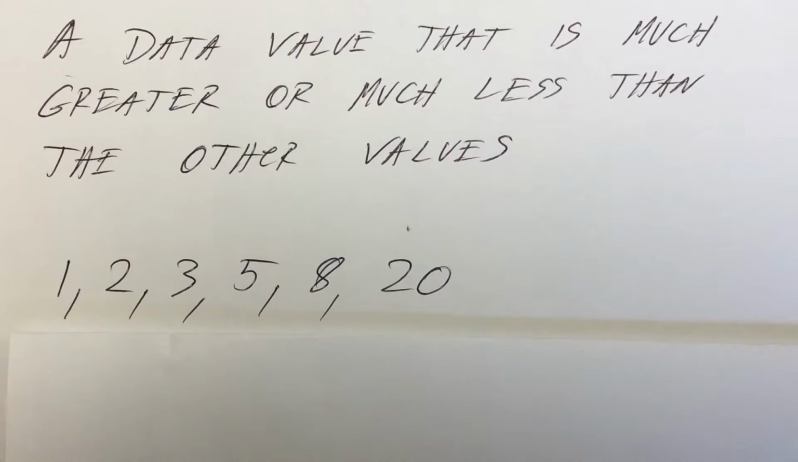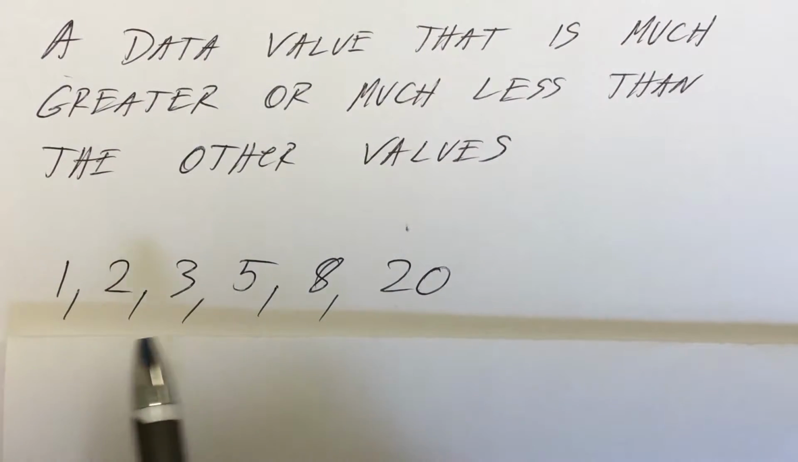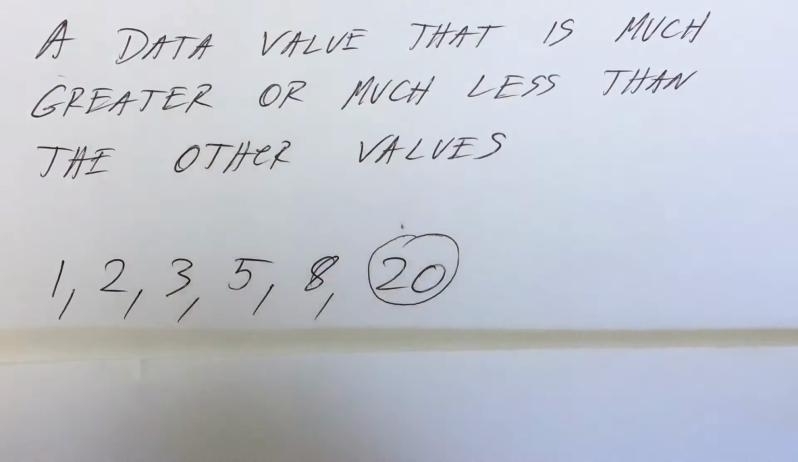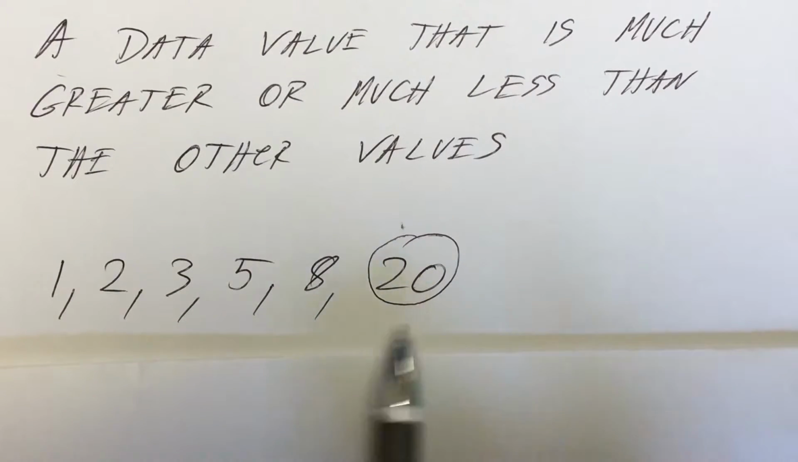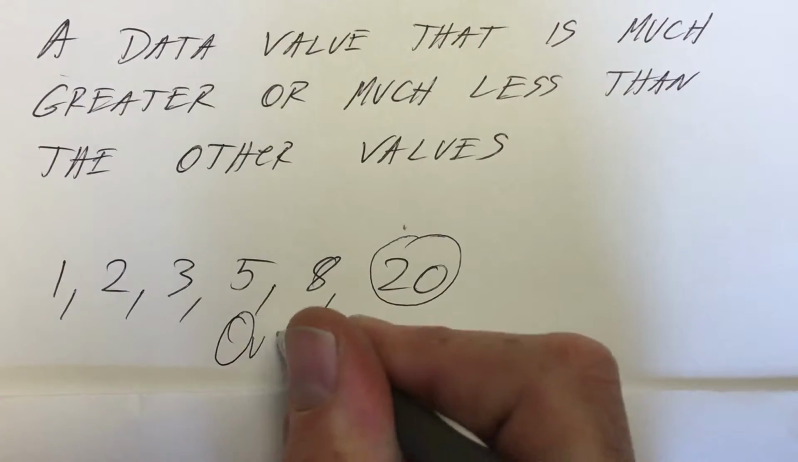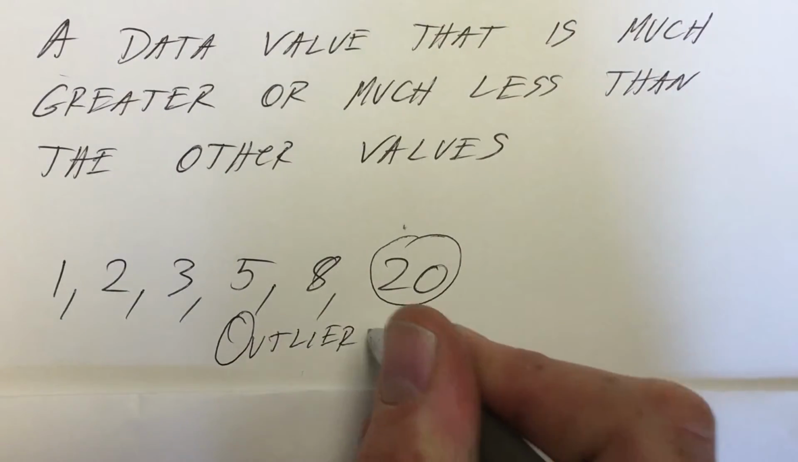Looking at the first data set, if we have the numbers 1, 2, 3, 5, 8, and 20, looking for an outlier would be a number that's farther away from all the other numbers. In this case, that number would be 20. 1, 2, 3, 5, and 8 are grouped closely together, and the number 20 is a lot greater than all the other numbers. So in this case, the outlier of this data set would be 20.